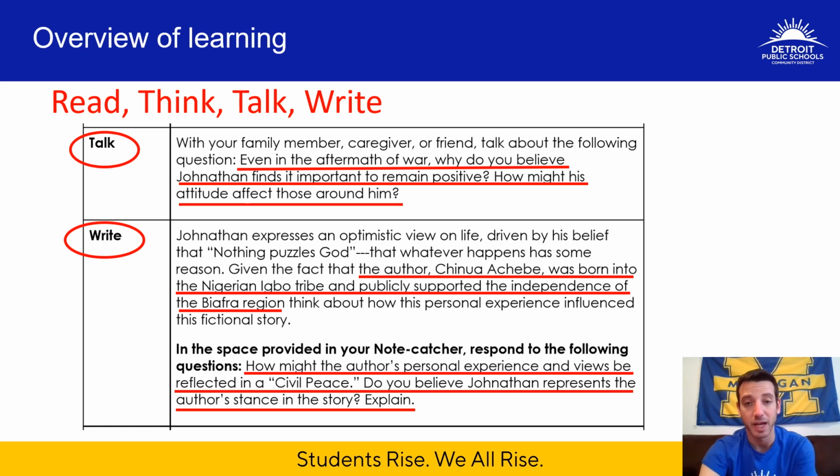So we learn here that the author, Chinua Achebe, was actually born into the Igbo tribe. And so this story is somewhat about his life. Even though he is not Jonathan specifically, you have to figure out, based on what you know about the author and based on what you read in the text, if you feel like our author's personal experience may be reflected in the text Civil Peace, and if you feel like Jonathan is sort of representing our author's stance in the story.